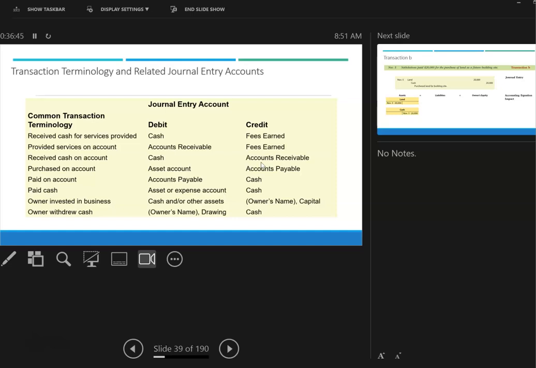Then when the owner invests in the business, our cash or other asset increases and our owner's capital account increases. When the owner withdraws cash, the capital account decreases, or the drawing increases, and the cash decreases. Does that make sense? This is another really good slide to just hold on to and to write down. So when you have questions, you can go back and go, okay, what do I do here? Next.